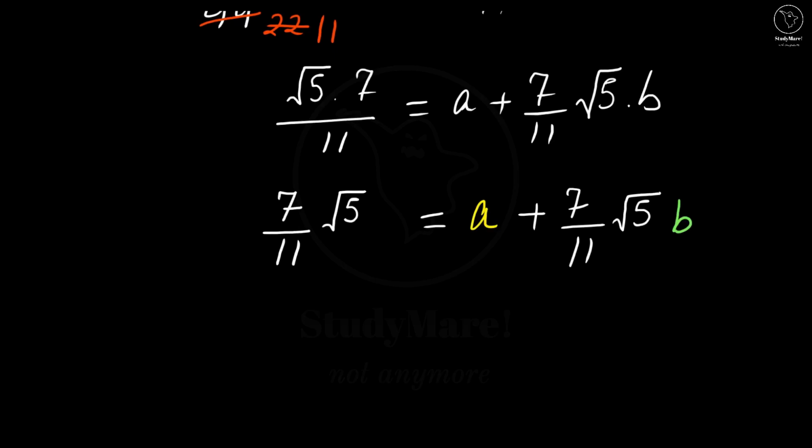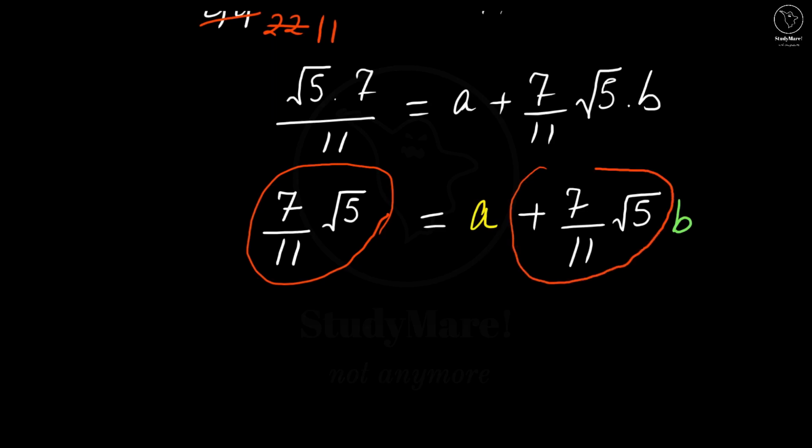Now if we see, we have 7 by 11 root 5 here, 7 by 11 root 5 here. Always consider the sign. What is left? A over here and B over here. But if you look at this side, there is no term like that. What does it mean? It simply means that this could be written as multiplied by 1. Now both the sides look similar.